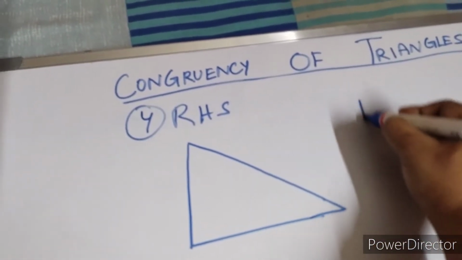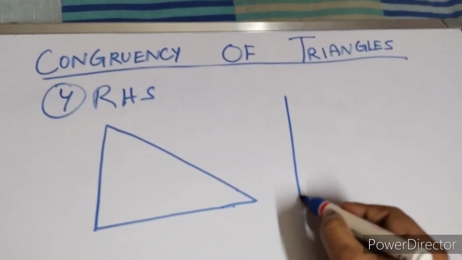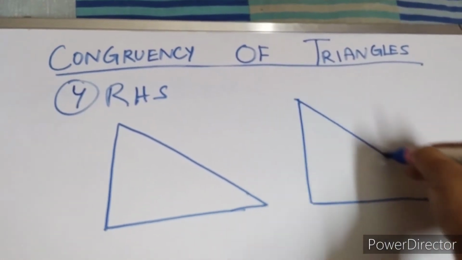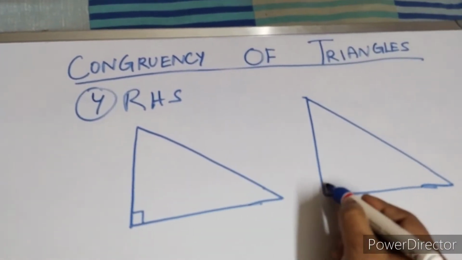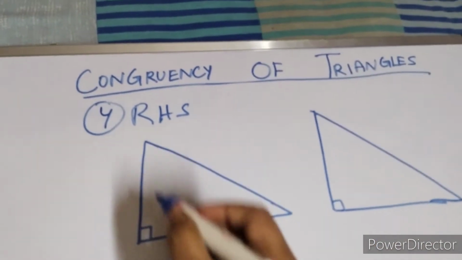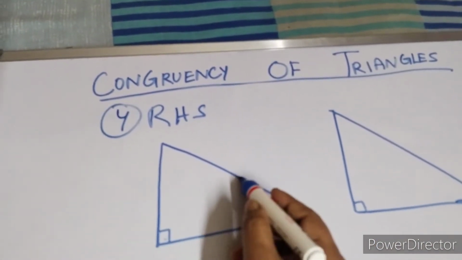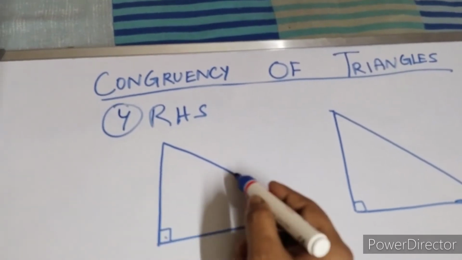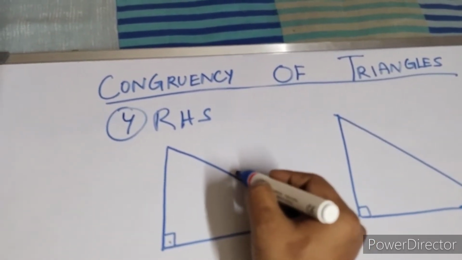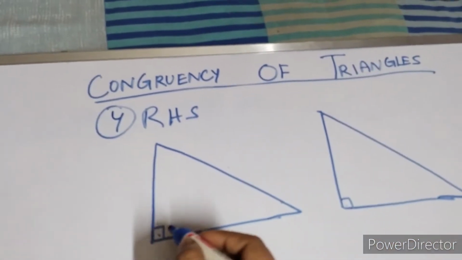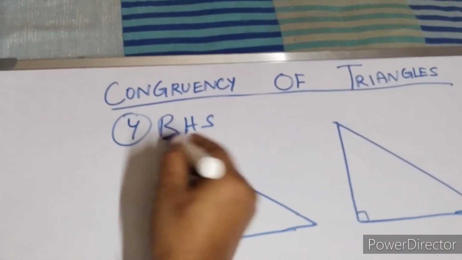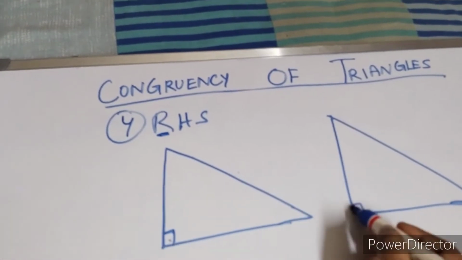Okay, let us draw two right angled triangles. This is the 90 degree, and which is the hypotenuse? The side opposite the 90 degree is always the hypotenuse. This is 90 degree, the opposite side is this one, so this will be the hypotenuse. Here also 90 degree, hypotenuse. So there should be a right angle, one angle should be 90 degree, a right angled triangle.